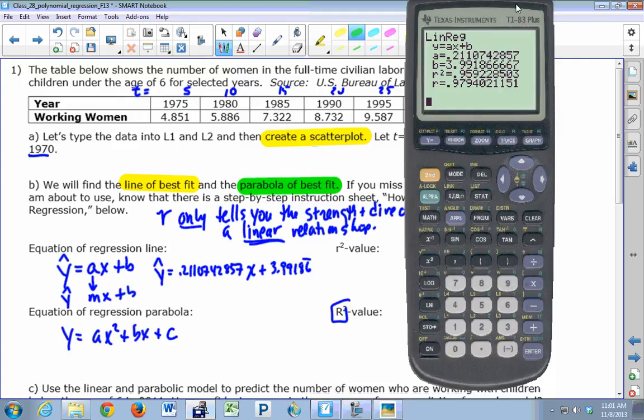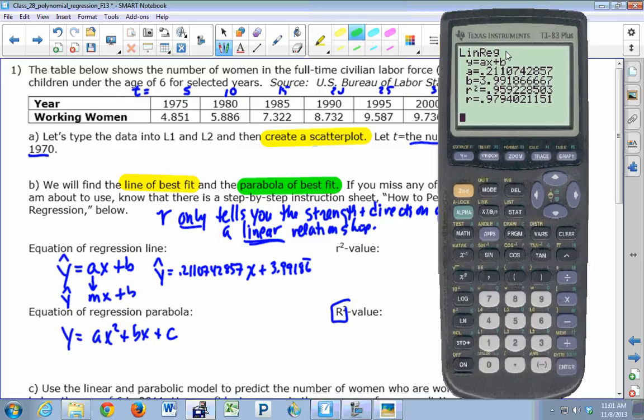So this is saying that if x is 0, what year would I be back in for x is 0? 1970, because that's my 0 year. It's predicting that there was almost 4 million women in the civilian labor force who had kids under 6 years old. So from 1970 to 75, it increased by 800,000 women. Then it went up about 1 million in the next 5 years. Okay, and then almost 1.5 million in the next 5 years. Okay, so this is what our data is telling us.